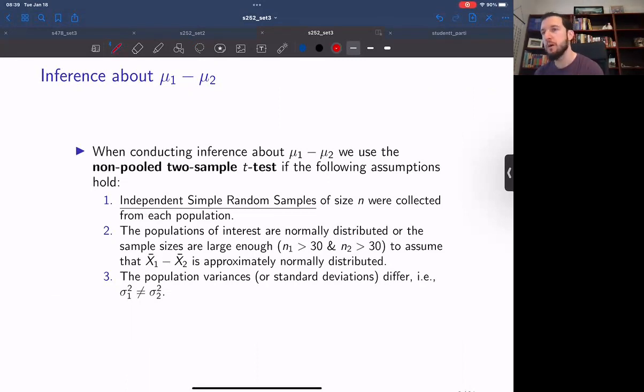We require that each population is normally distributed, or we have sample sizes large enough that the central limit theorem would take over. And we can say that one of the assumptions of the t-test is that the variances are not equal in this particular situation. This is going to be an assumption that we use throughout our review. So we're not reviewing the case where we have equal variances in this particular class.